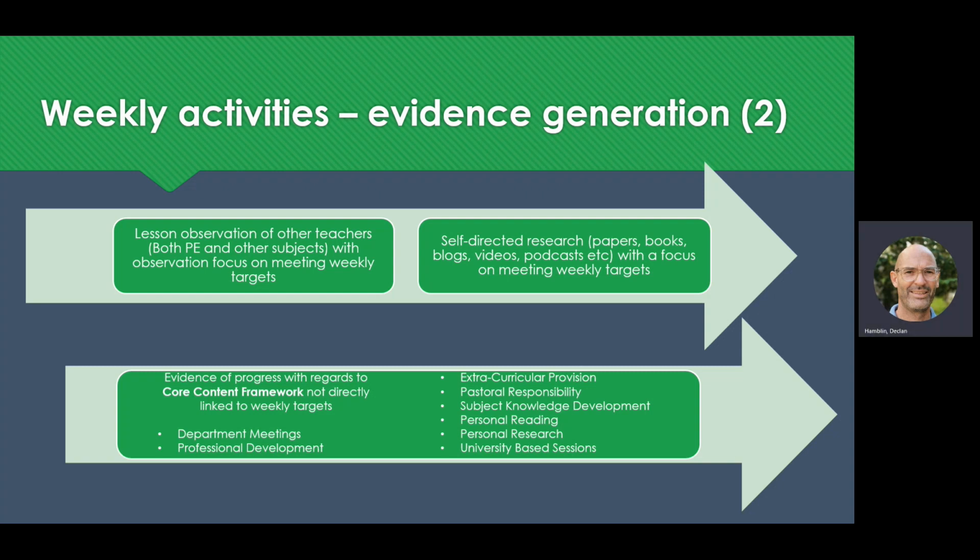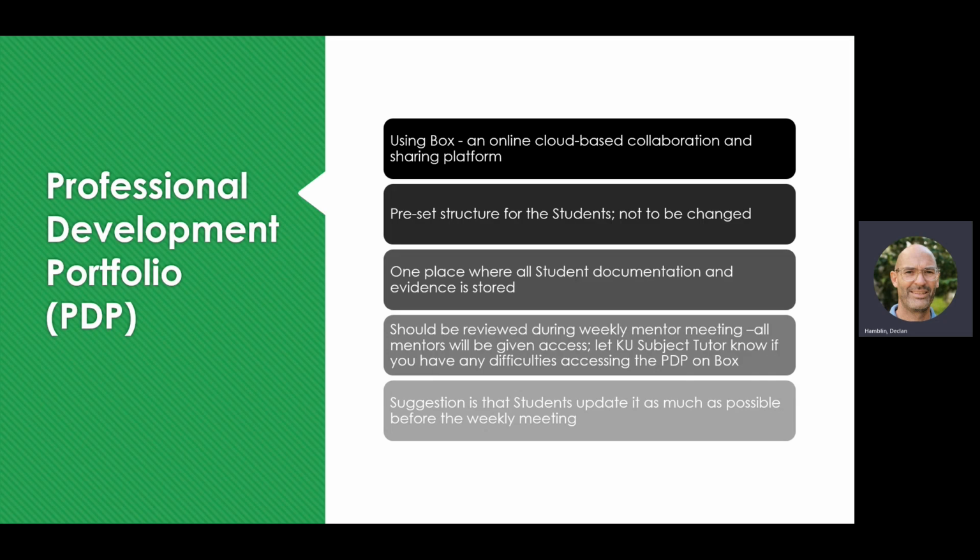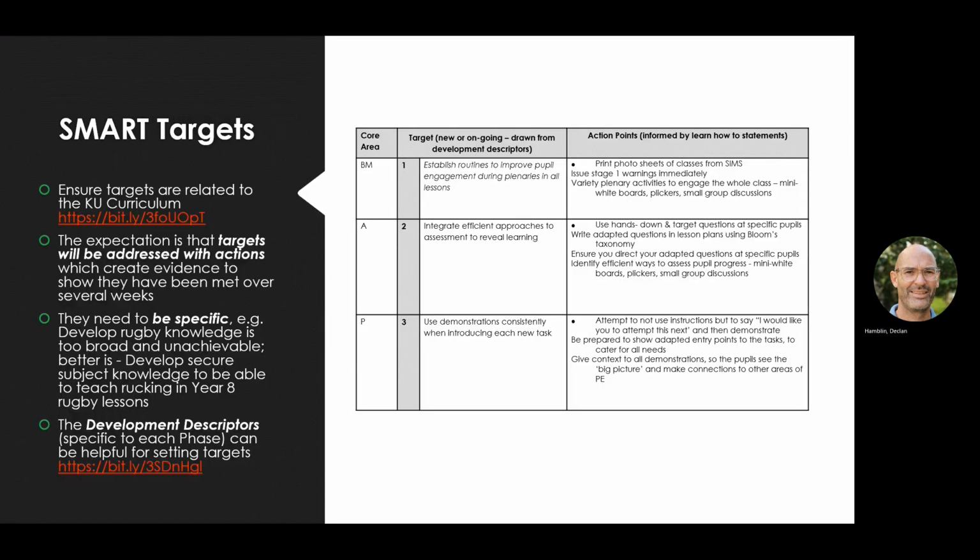So all of this generates evidence that they should be putting into their PDP, and hopefully you can see all the sorts of things that students should be uploading. That helps you make a decision on whether targets have been met or not, or whether it's beneficial to continue with them and simply change the actions. So this is why we have SMART targets, if you like. It's really important that they are set really clearly, so they can be related to the core content framework through the Kingston University curriculum.